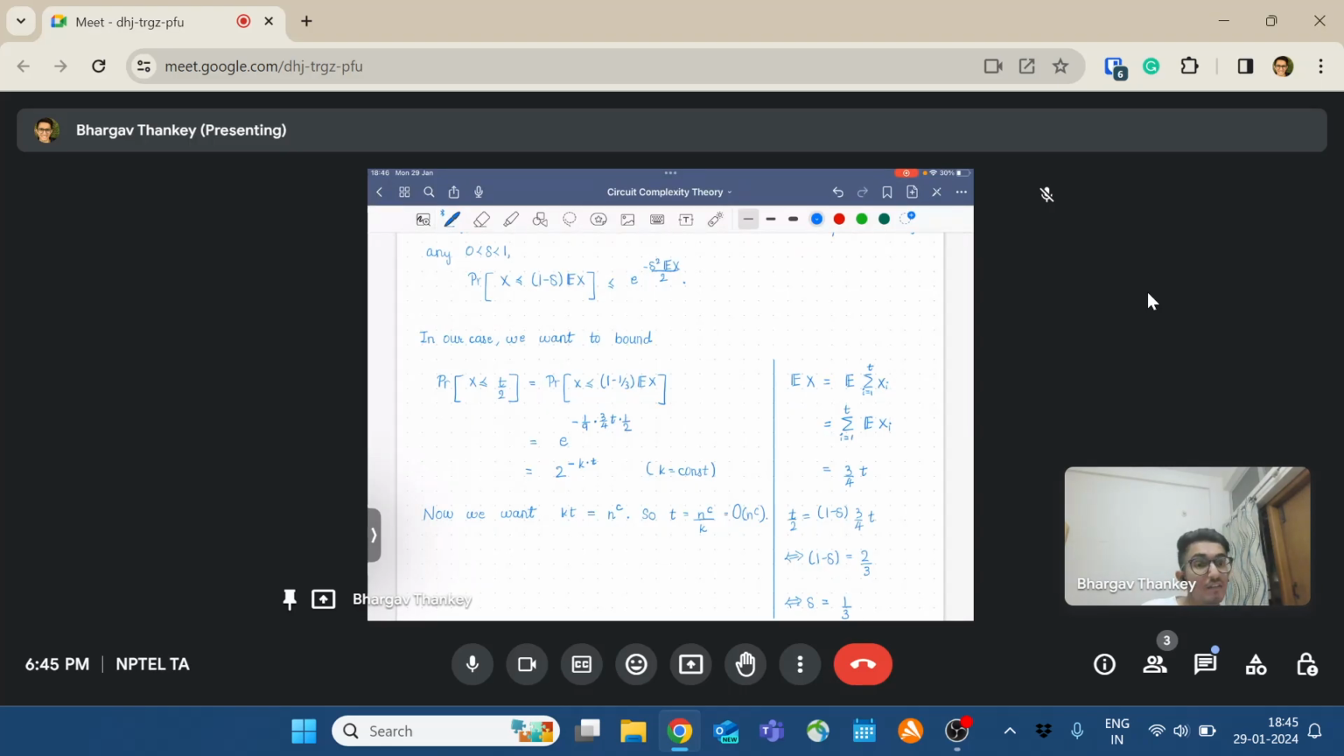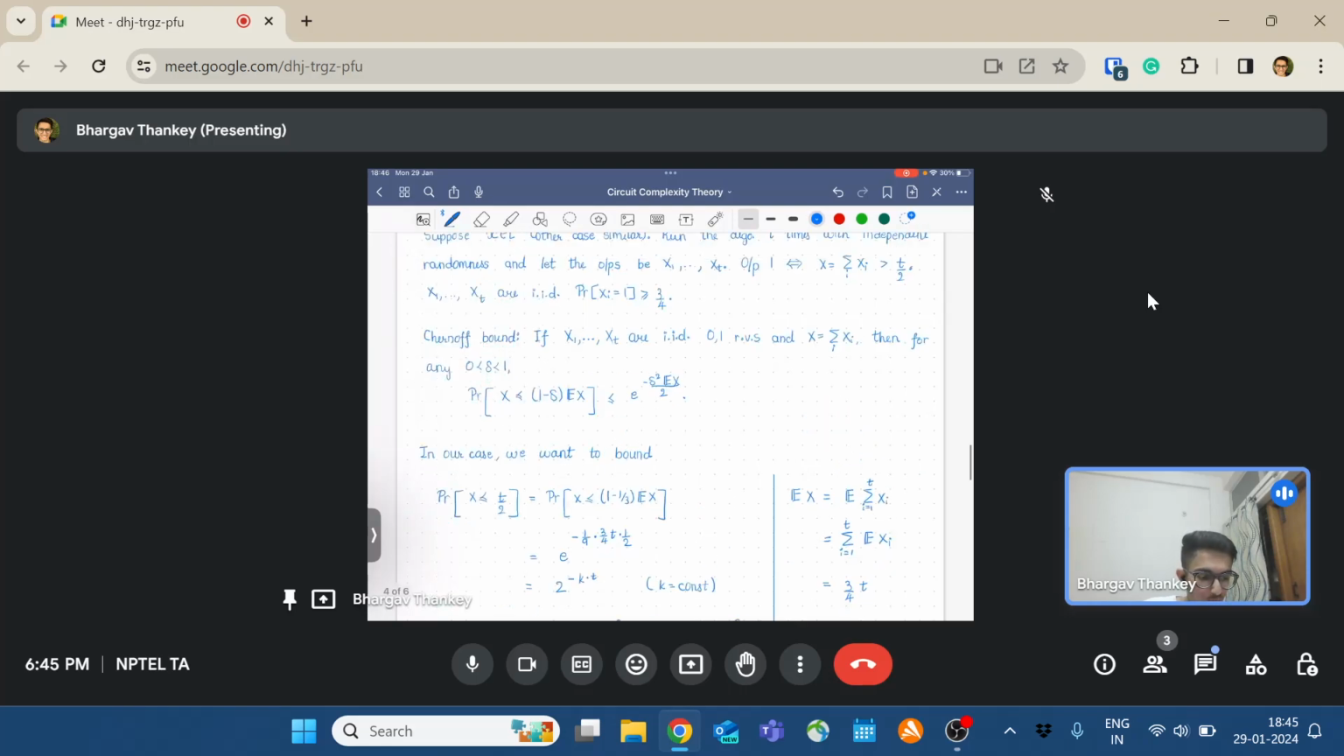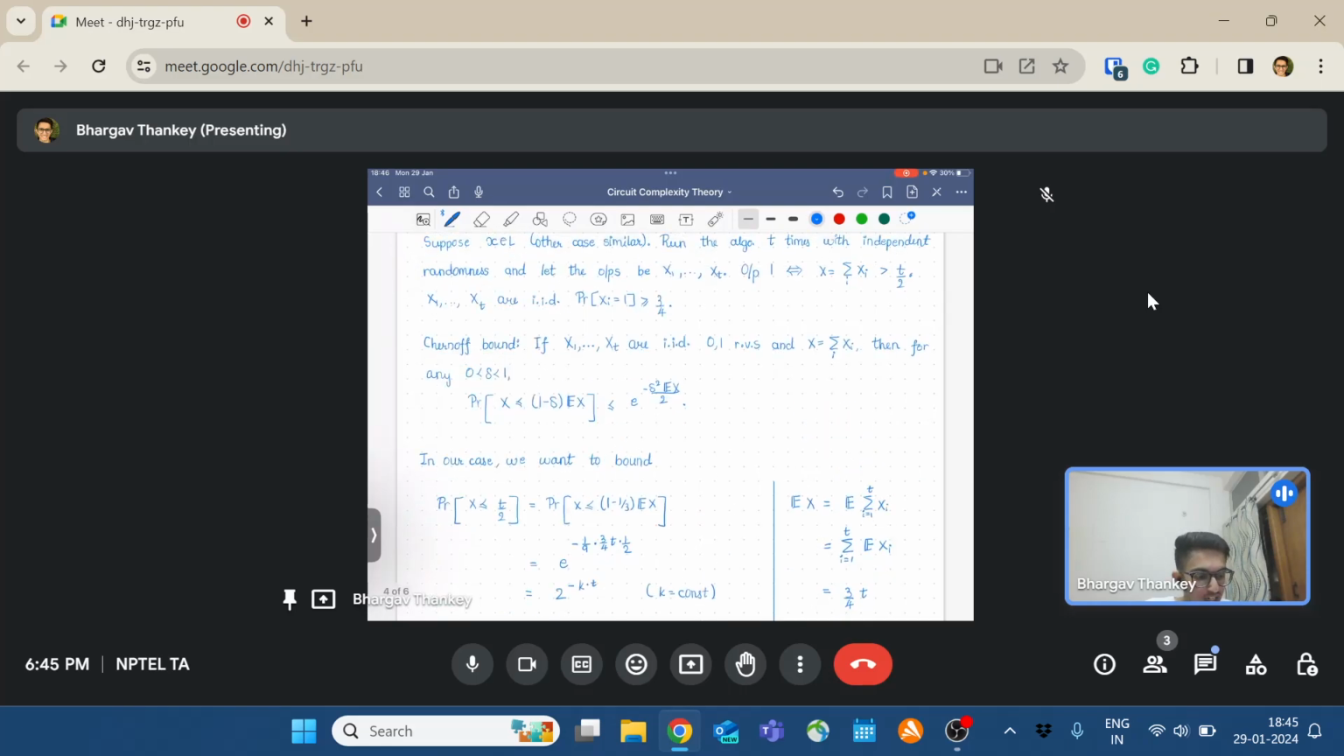So if this were one-sided... So what you are doing is the following. You are repeating it multiple times. You are getting x1, x2, and so on up to xt, right? Right. Now what are you doing with these? So what I'm saying is that for one instance I have some probability 1 upon 2 raised to the power of some constant value, right?